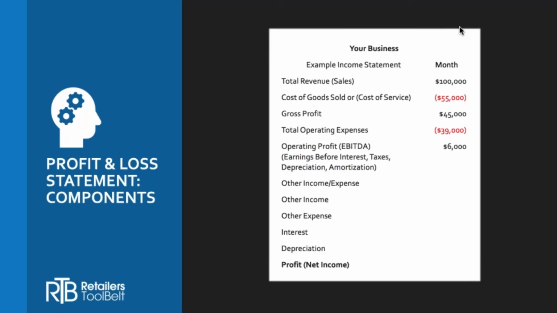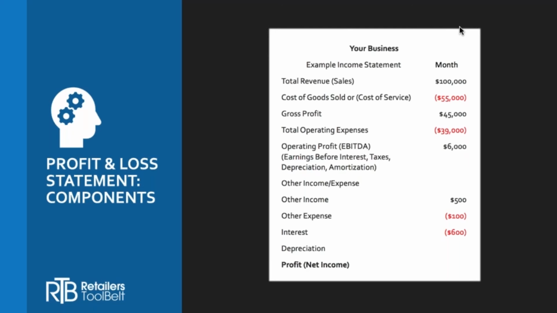So the $6,000 of operating profit is still not your final profit. You still need to go over any other income or expenses that you incurred during that month. So let's say you sold a computer and that was $500. That goes under other income. But you also incurred another expense somewhere else during the month. That was $100, so you've got to take that back out.